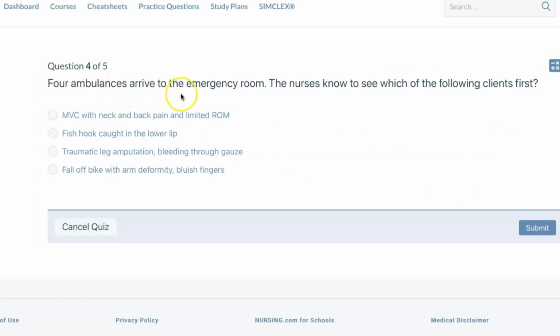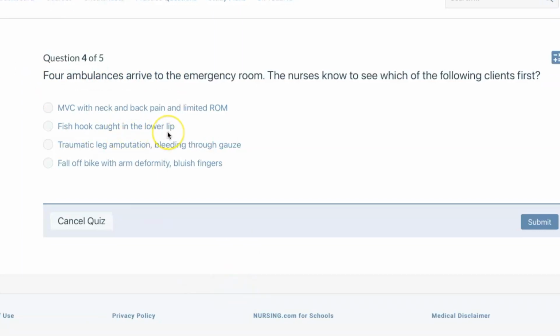4 ambulances arrived to the emergency room. The nurse needs to decide which of the following clients to see first: fish hook caught in the lower lip, no, eliminate it. Fell off the bike with arm deformity, bluish fingers. Traumatic leg amputation, bleeding through gauze. Motor vehicle crash, or MVA, which is what I usually see for motor vehicle accident, with neck and back pain and limited range of motion.